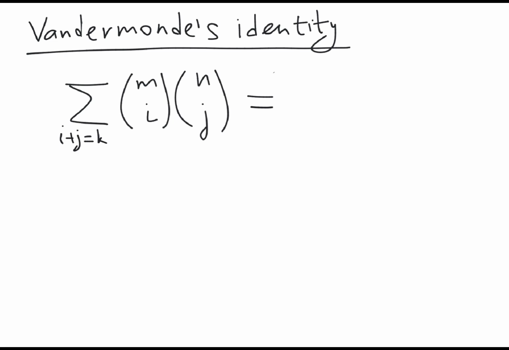So this is equal to the binomial coefficient m plus n choose k. So this holds for any m, n and k. So m, n and k are some fixed parameters, and i and j are the indices in the sum. So okay, let's prove this.